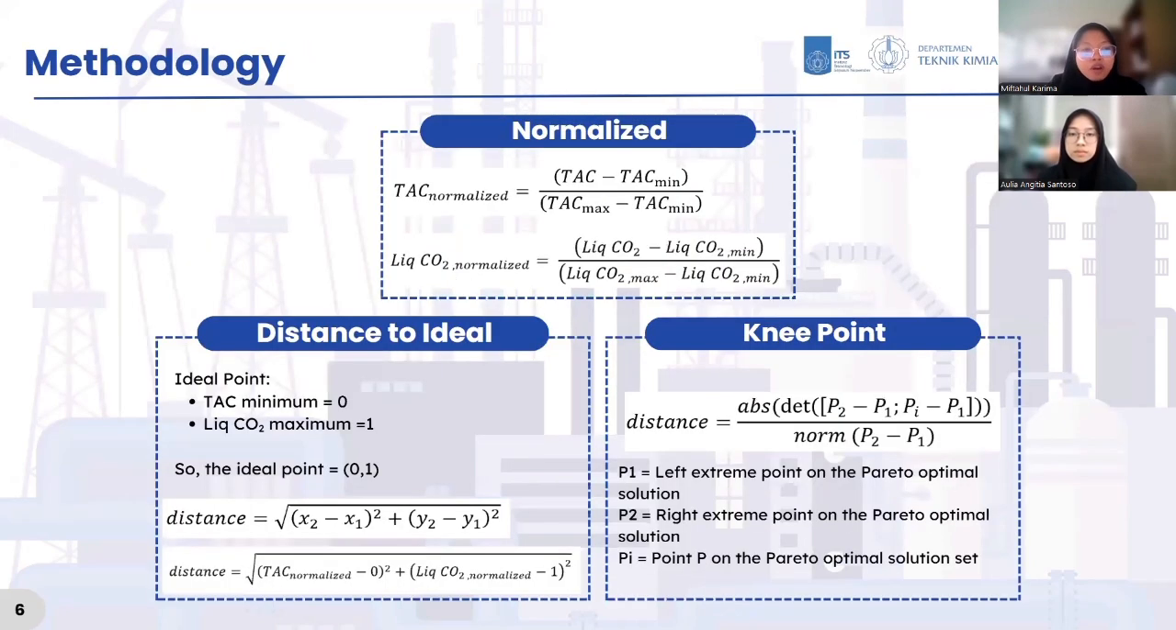Next, for the optimization methodology, we implement it using MATLAB. This step was used to determine the optimal operating condition by analyzing the trade-off between total annual cost and liquefied CO2 production. Here, we conduct the distance to ideal point and key point method for the optimization.